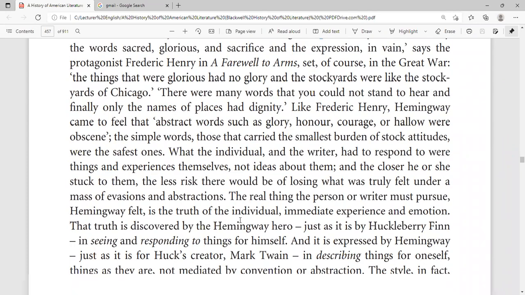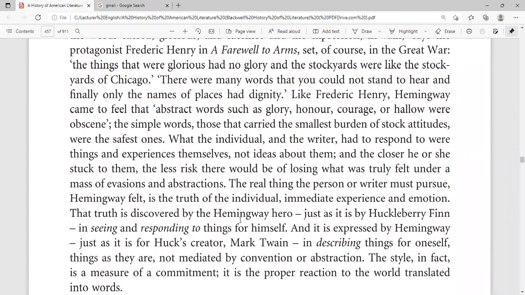Hemingway came to feel that abstract words such as glory, honor, courage, or hollow are obscene words. The simple words, those that carried the smallest burden of stock attitudes, were the safest ones.